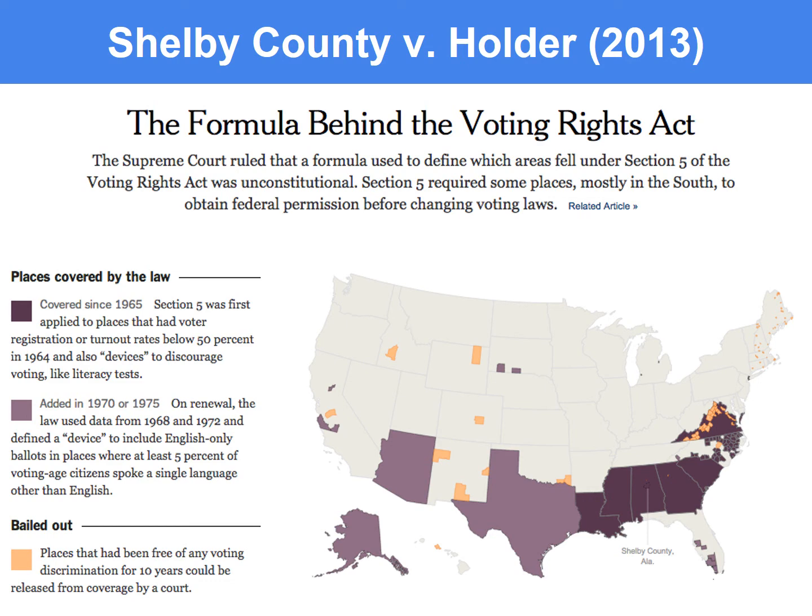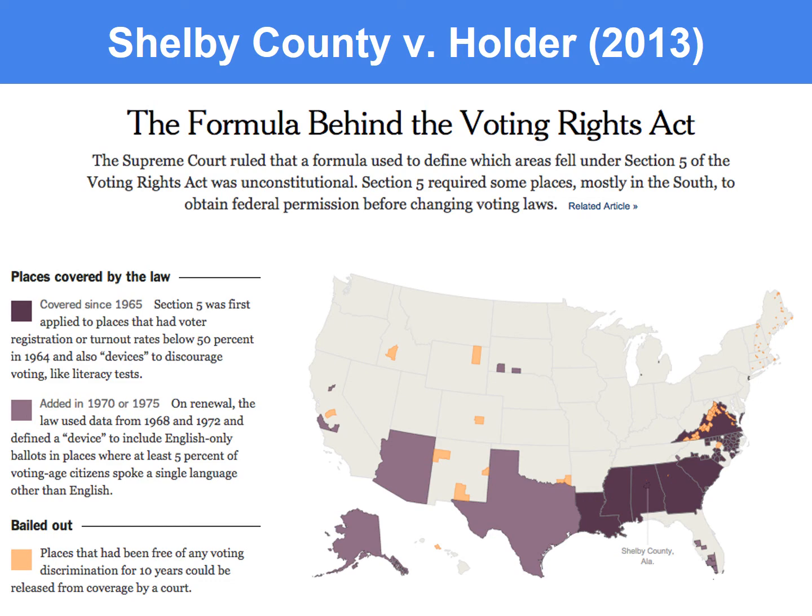So in 2013, we have a Supreme Court case called Shelby County versus Holder. And you can see Shelby County is located in central Alabama. And in Shelby County versus Holder, the Supreme Court ruled that the formula that was used to define which areas fell under Section 5 of the Voting Rights Act was unconstitutional.